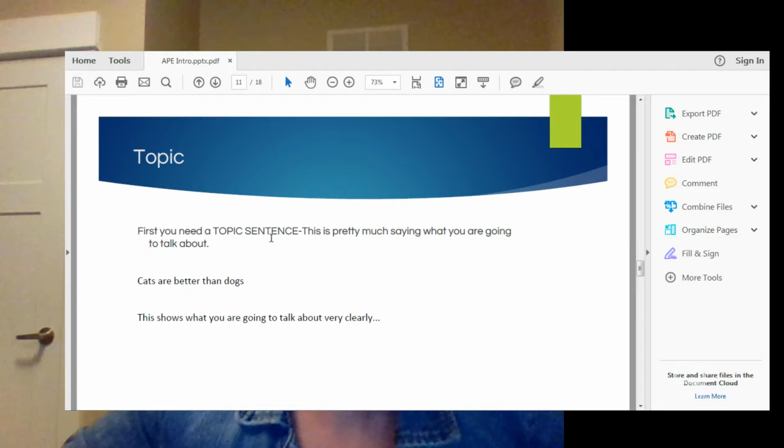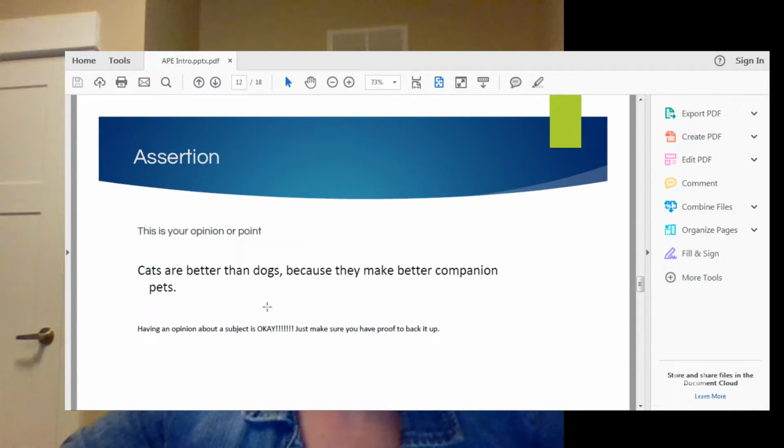Okay, so we're going to start off with T, our topic sentence. First, you need a topic sentence. This is pretty much saying what you are going to talk about. So, we have, cats are better than dogs, period. That's our topic sentence. This shows what you're going to be talking about very clearly. And I know this is a very, very simple sentence, but guess what? It's a topic. Our reader knows exactly what we're talking about, which leads us into our A, our first assertion.